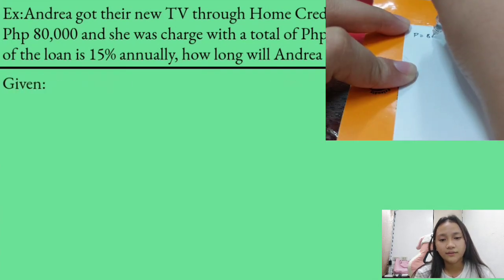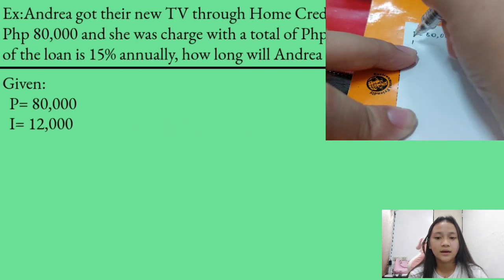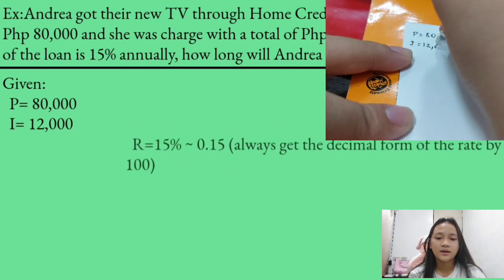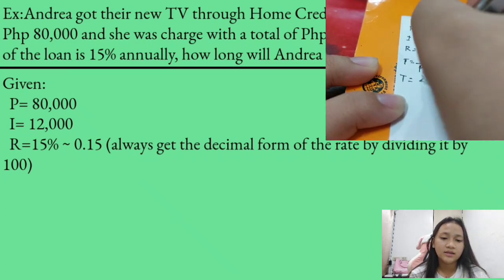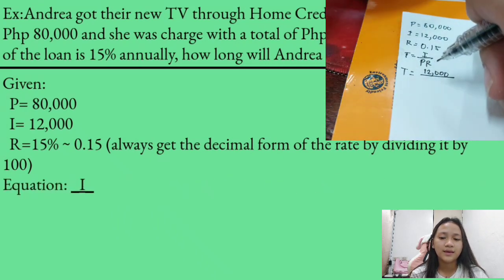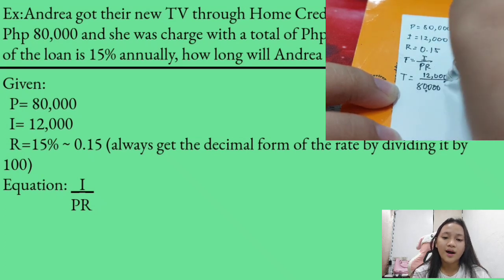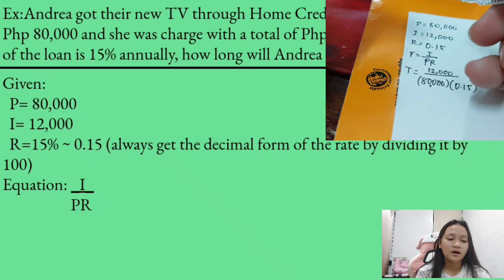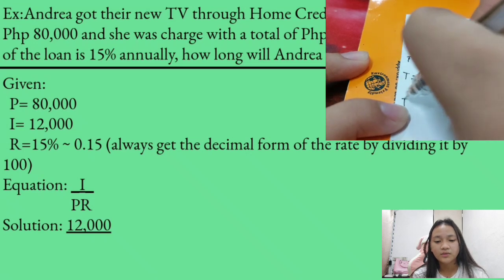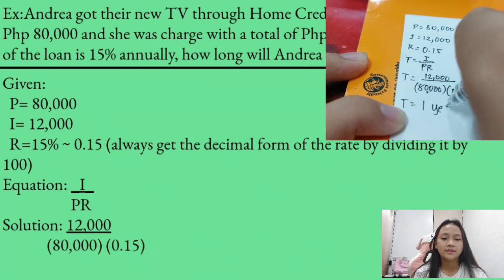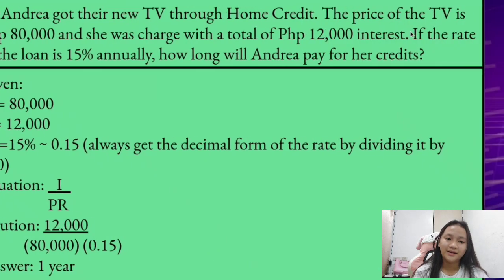So the given are P is equals to 80,000 and the I is equals to 12,000 and the rate is 15%, and the decimal form is 0.15, and the equation is time is equals to I divided by P times R. The solution is time is equals to 12,000 divided by 80,000 times 0.15. So the answer will be 1 year.